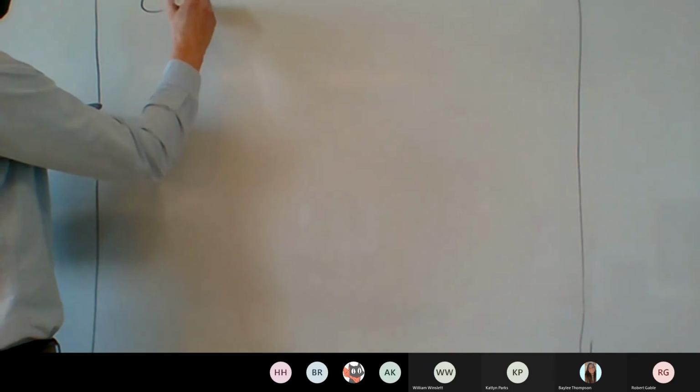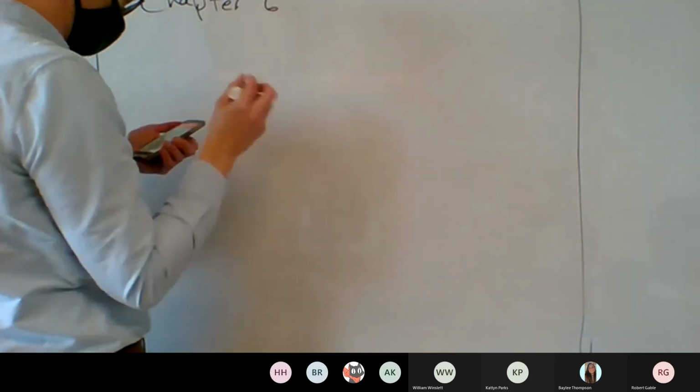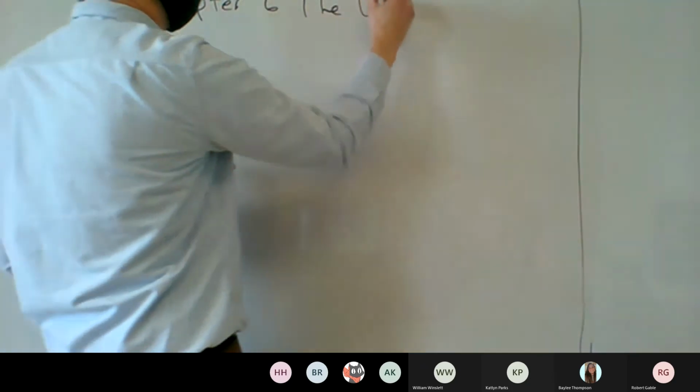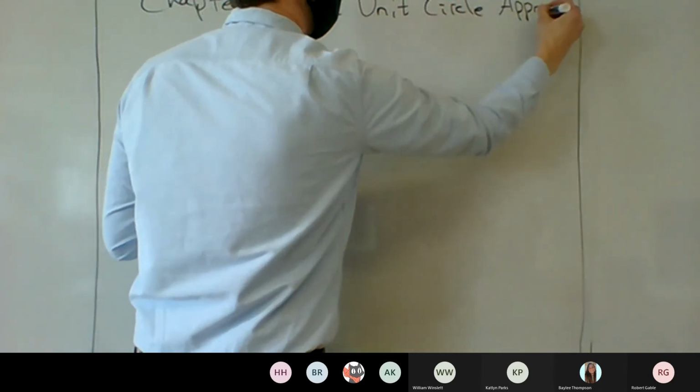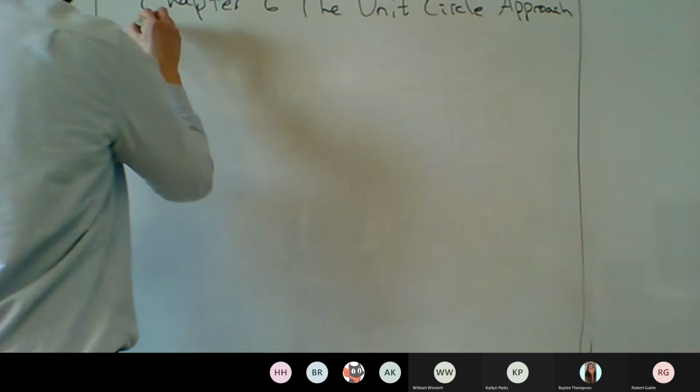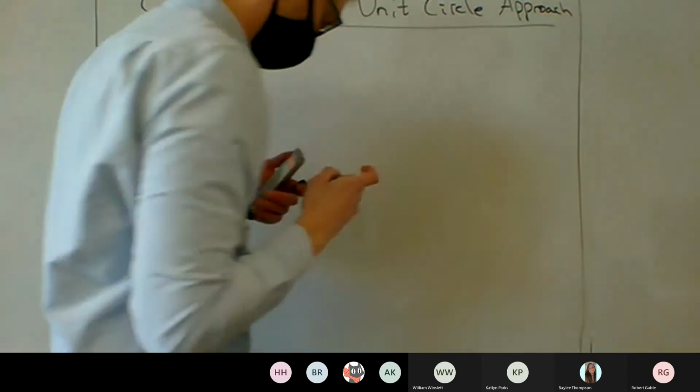All right, so chapter 6 is entitled The Unit Circle Approach. All right, what is going on? Here's the thing.